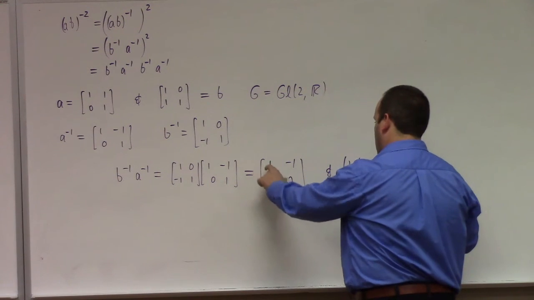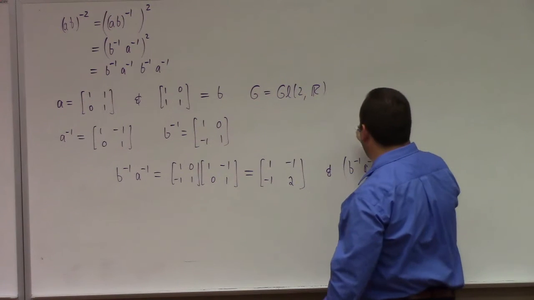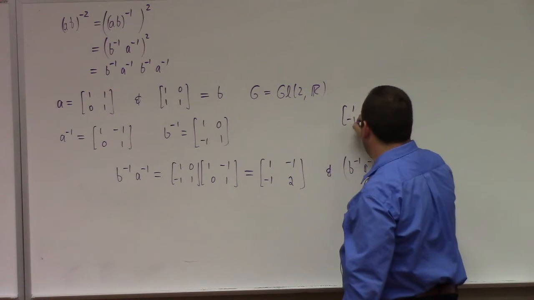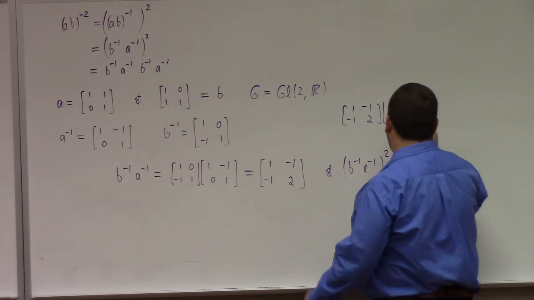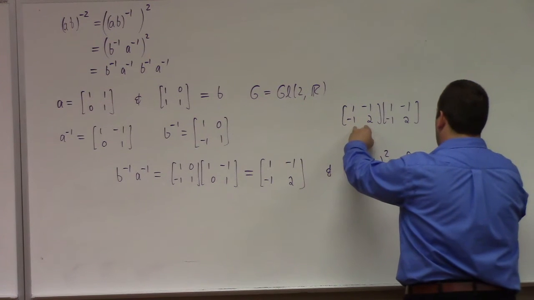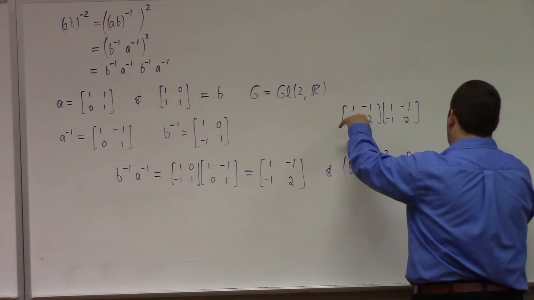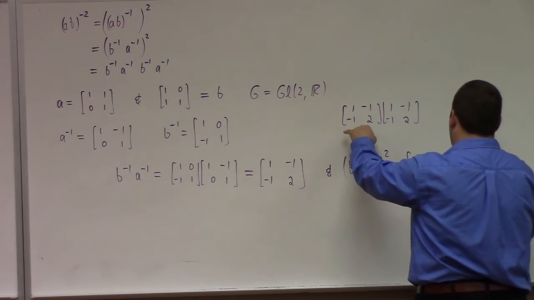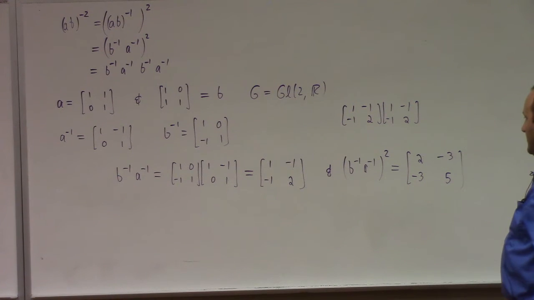I just have to write it out. Fine, so I get the 2, I get the minus 1, minus 2, minus 3. I've probably made a mistake by now. Minus 1, minus 3, 1 plus 5, yeah. So that would be B inverse A inverse squared.